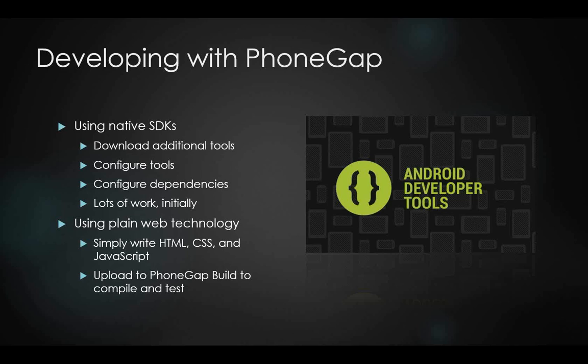So using the native SDKs, again, you have to download those additional tools. If it's for Android, the Android developer tools, and you probably have to download Ant and a bunch of stuff that you have to configure with the path on your system and so forth. It depends on what you're doing and how you want to work. If you want to work through the Android emulator, you're definitely going to need to download those tools. If you're going to just use Ripple, you don't have to.